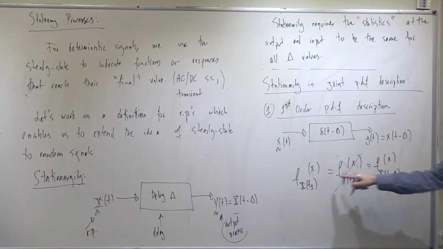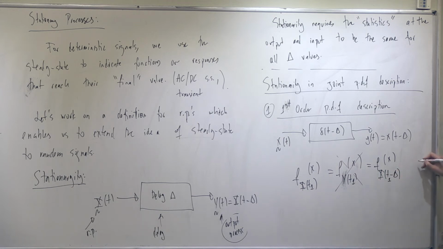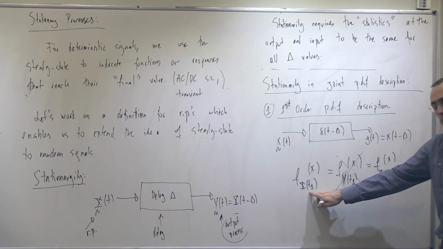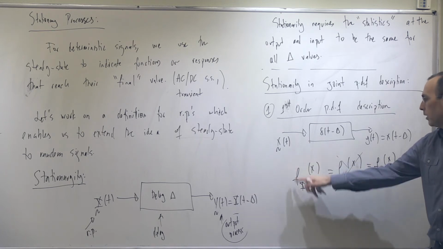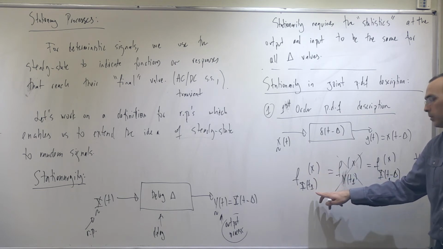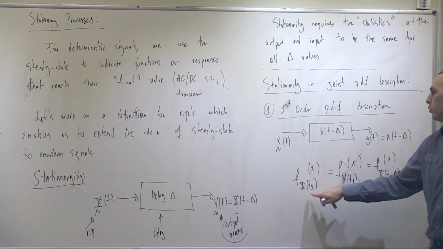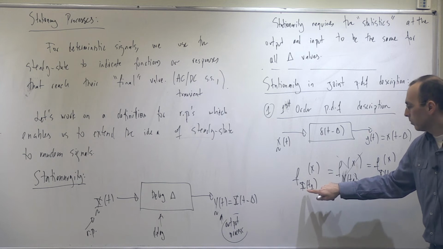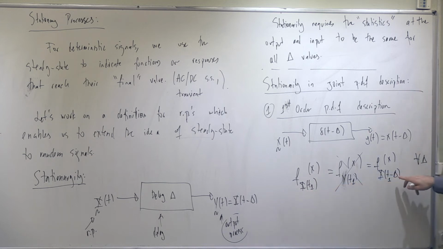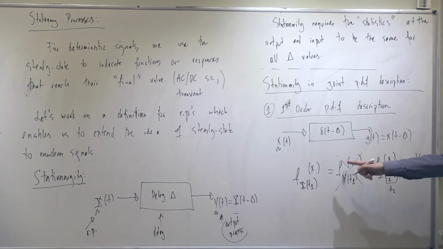This equality is interesting. It tells us that if I calculate the density at t1, in other words, if I look at the random variable obtained by sampling the process at time t1, and if I look at the random variable obtained by sampling the process at another time, let me call it t2, they should be the same.